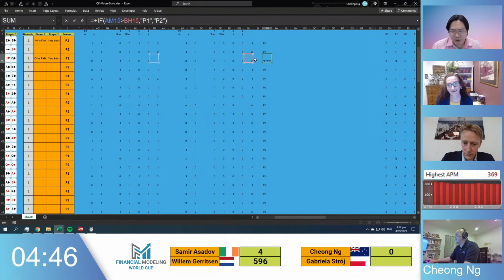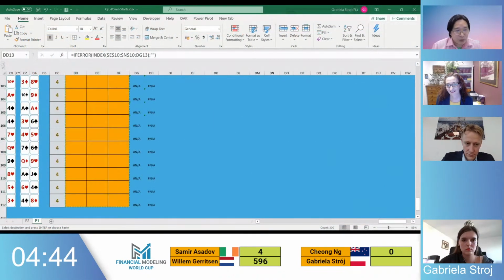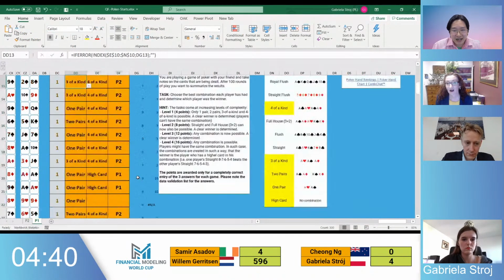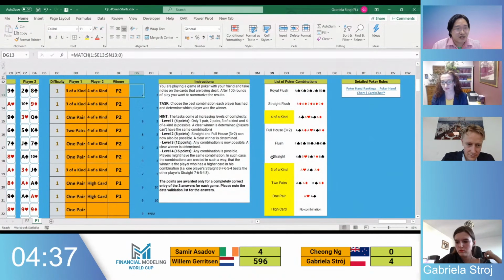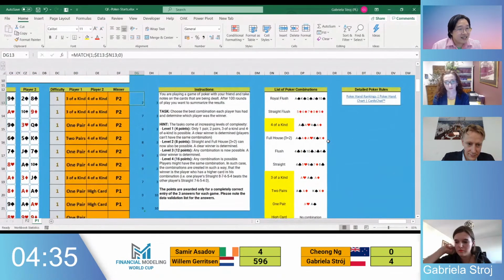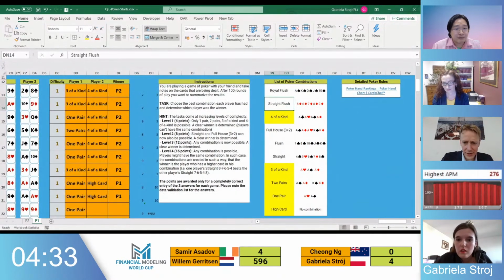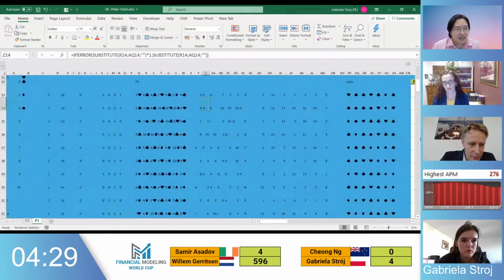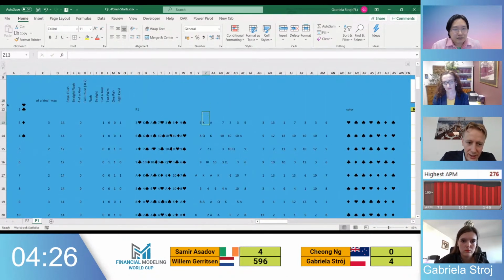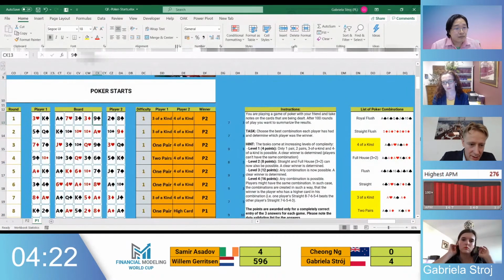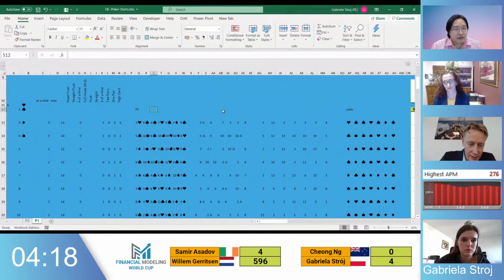Gabriella's score has disappeared, so I'm wondering if she's copied over an NA result or an error over the answer sheet. Oh no, she's got 4 points now, which is good. I just don't think the numbers here and the answers are more or less correct, at least for the first one. The second player is definitely only one pair, not 2 pairs. Sorry, it's a pair, not 4 of a kind. So something is wrong there.